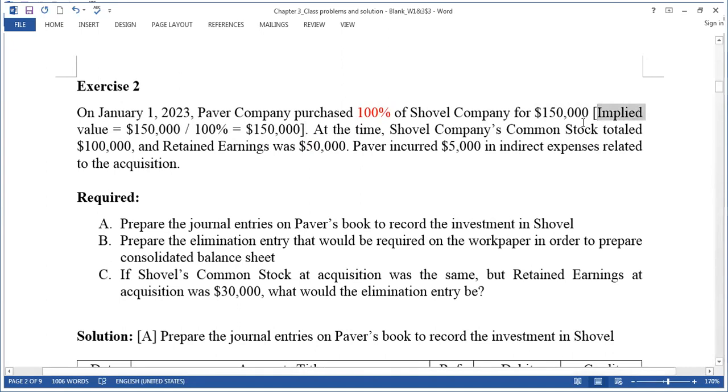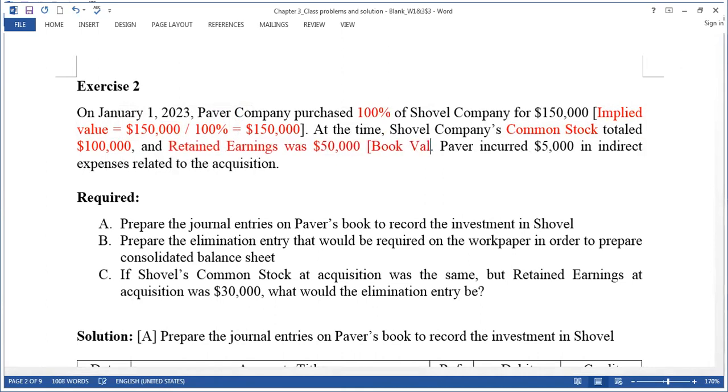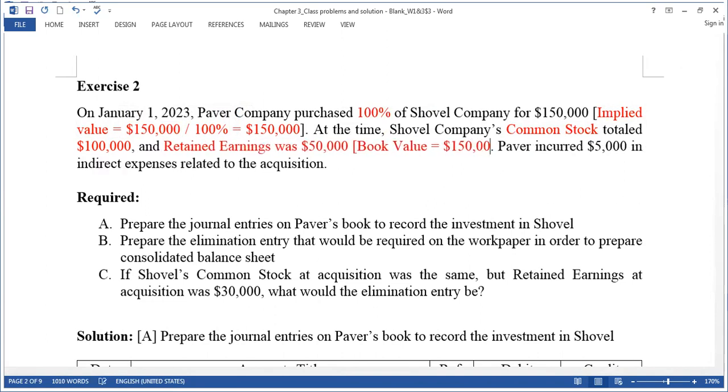So we calculate the implied value. At that time, Shovel company's common stock is given $100,000, and retained earnings also given $50,000. So common stock and retained earnings both given, right? We don't have additional paid in capital. So from here, you have to calculate the book value that we already learned from exercise 1. Book value is also $150,000.